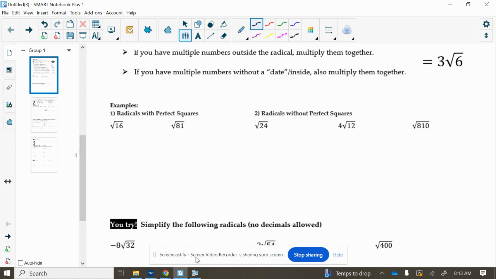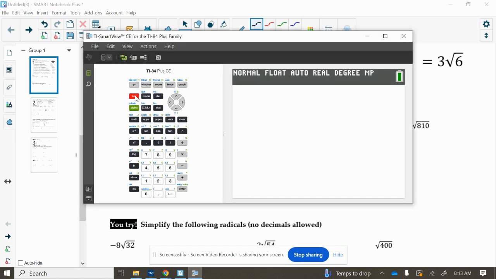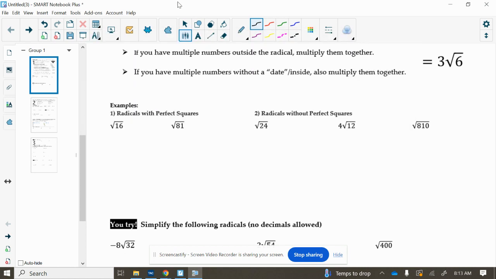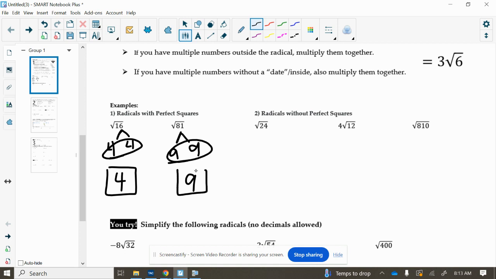Now, there are some numbers that are perfect squares. For instance, when we take the square root of 16, that breaks down to be 4 times 4. So that's a perfect square. There's nothing left over. We have a nice, pretty whole number, no decimals. Same thing with 81. That's 9 times 9. That's a perfect square.